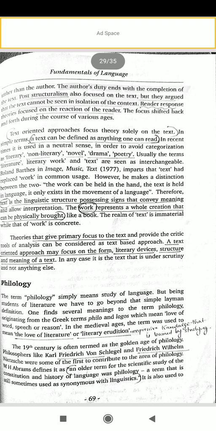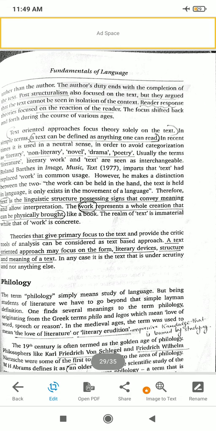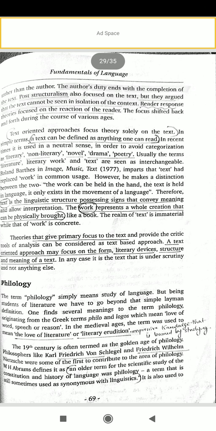M.H. Abrams, this name is familiar to all literature students. He is the one who compiled a textbook which consists of a lot of literary terms, M.H. Abrams' Glossary of Literary Terms. Haven't you gone through that textbook? As a literature student, this is one of the basic textbooks that you should possess.